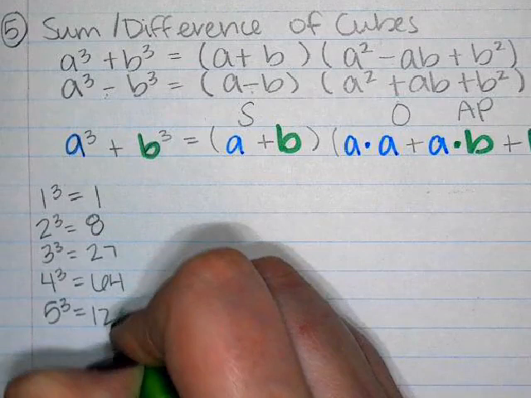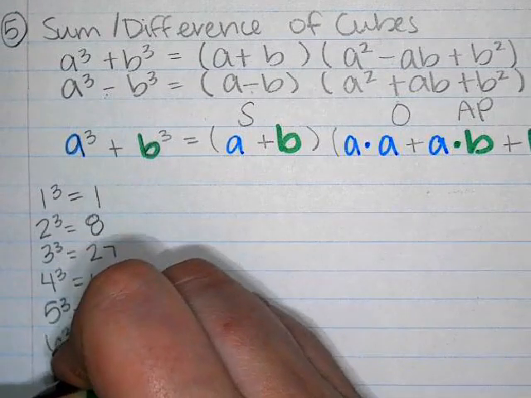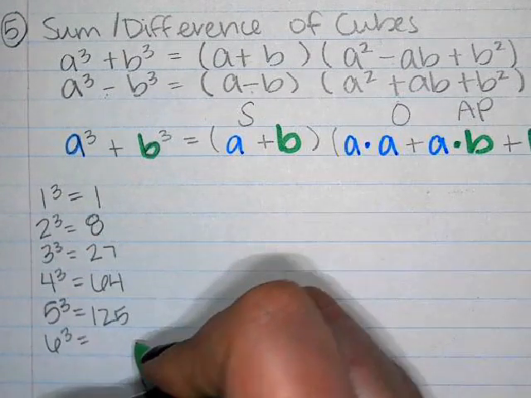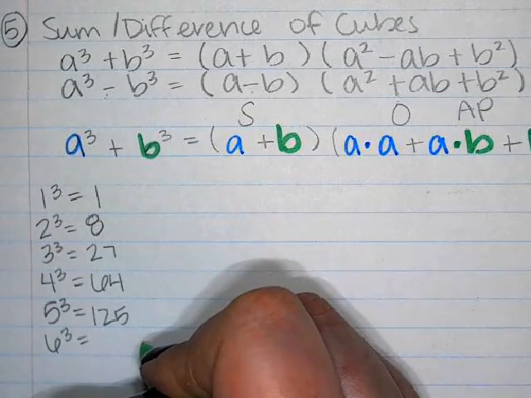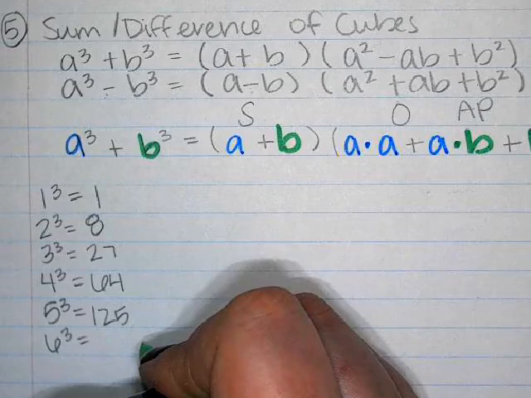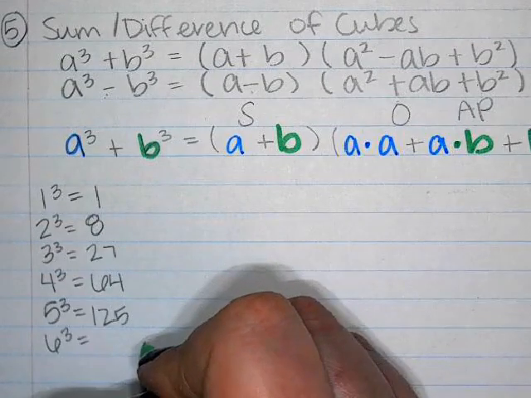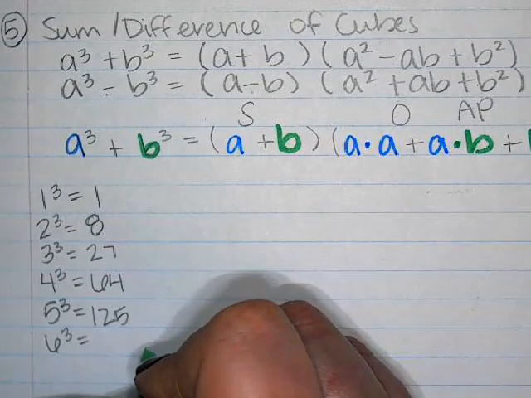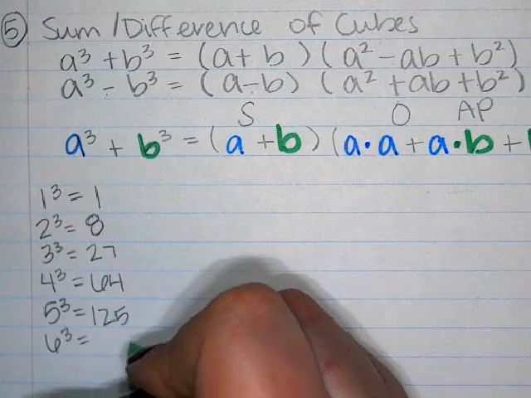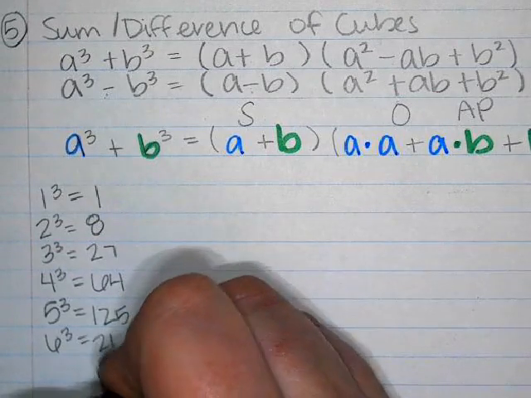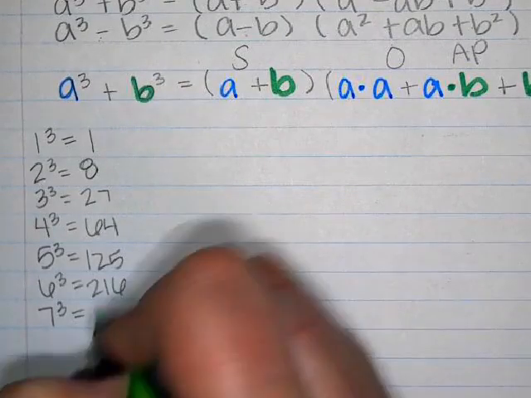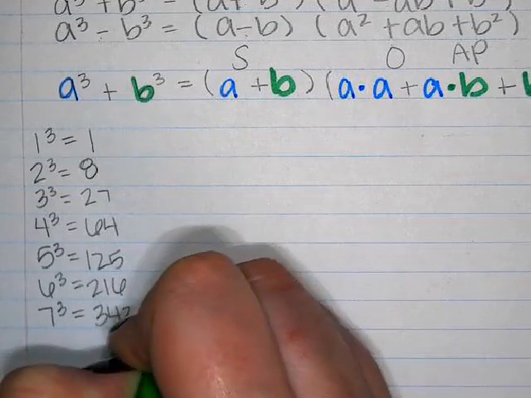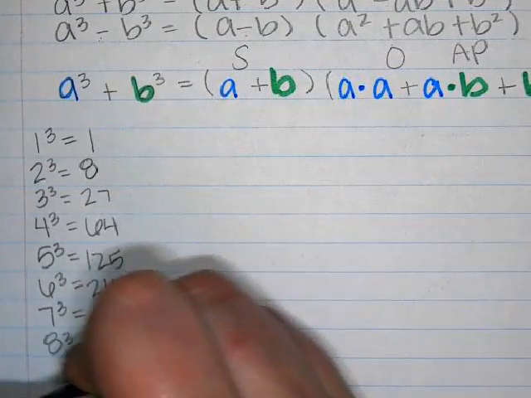You all have calculators. 216. 7 to the third. 343. And we're going to do one more. We'll do 8 to the third. What is it? 512? Okay. All right, so here's our first example problem.